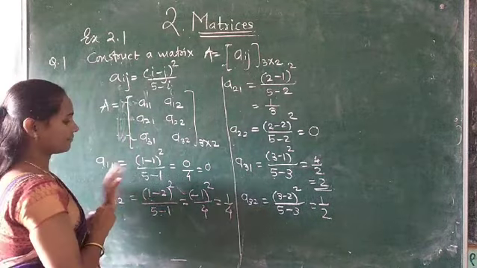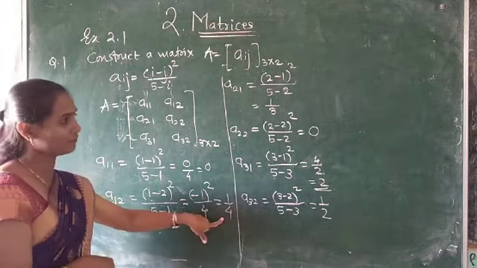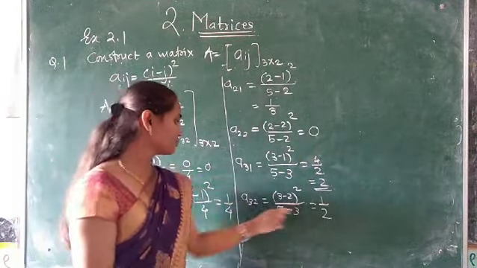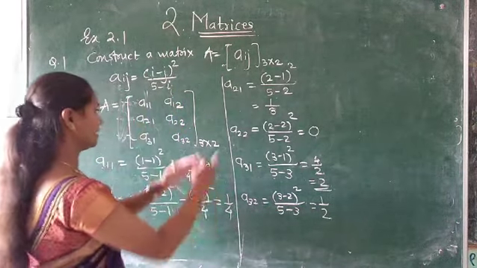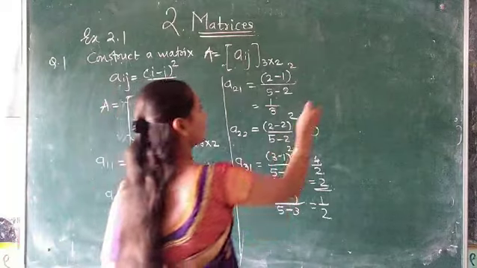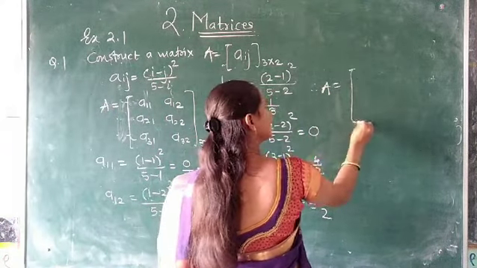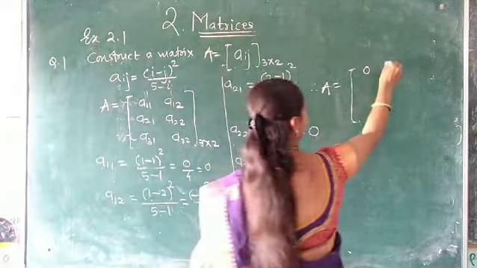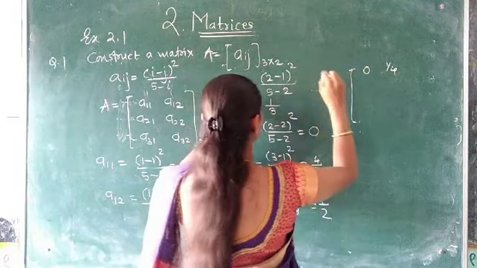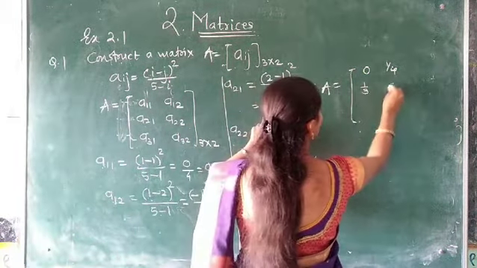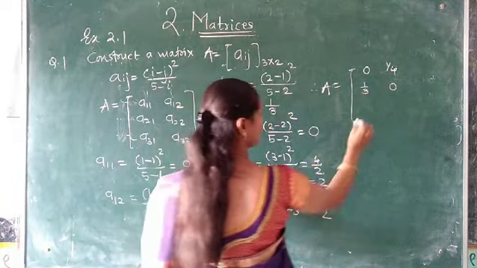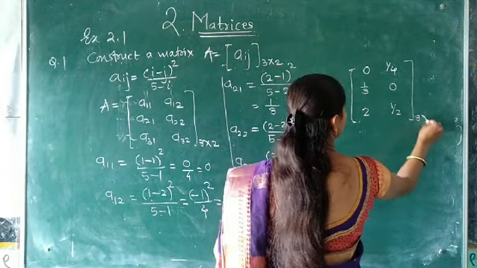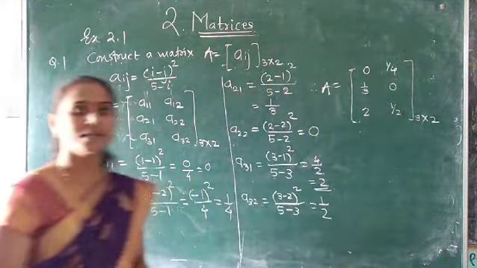So the first element A11 is 0, A12 is 1 by 4, A21 is 1 by 3, A22 is 0, A31 is 2 and A32 is 1 by 2. So we write all these elements in the matrix A. Therefore A is equal to: first row 0, 1 upon 4; second row 1 upon 3, 0; third row 2, 1 upon 2. So this is a matrix of order 3 by 2.